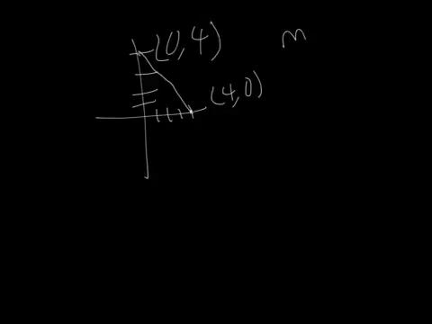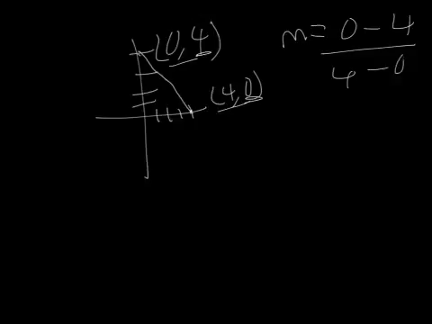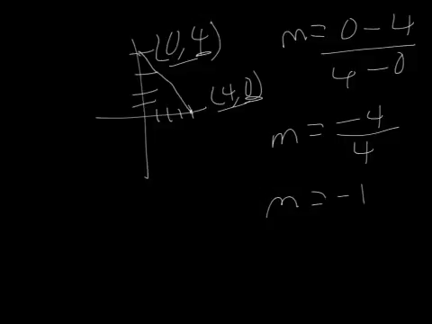So we're going to have m equals our y2. In this case, our y2 is going to be 0 minus our y1, which is 4, over our x2, which is 4, minus our x1, which is 0. 0 minus 4 is going to give us a negative 4, and 4 minus 0 is going to give us a positive 4. Negative 4 over 4 is going to give us negative 1, so we see that this line has a slope of negative 1.